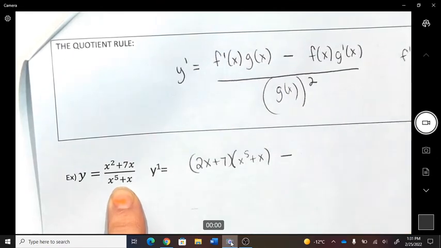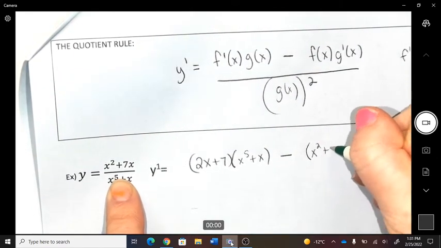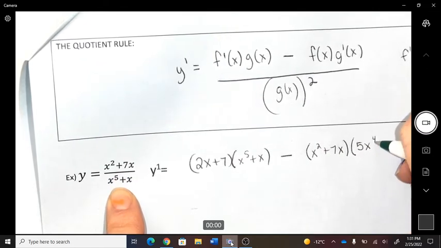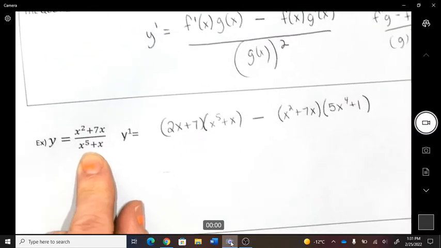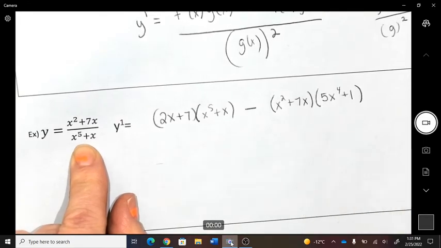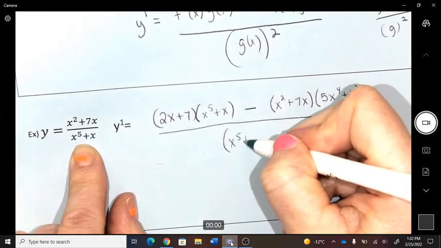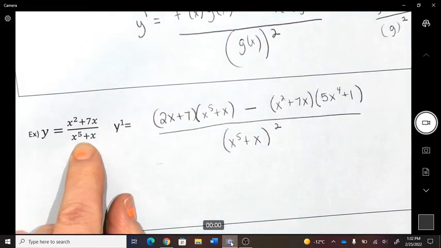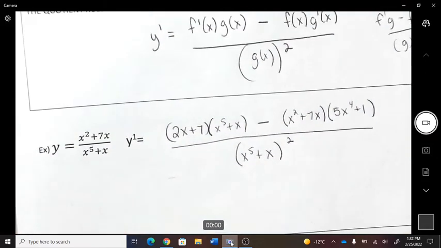subtract the original top, derive the bottom. How are we doing with our derivatives? Are we keeping them good? All of that is going to be over that function squared. Okay, and I'm never going to ask you to simplify something like this. That would be crazy. So this is it.